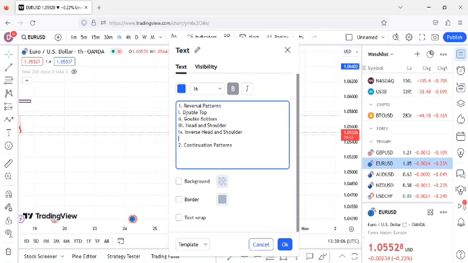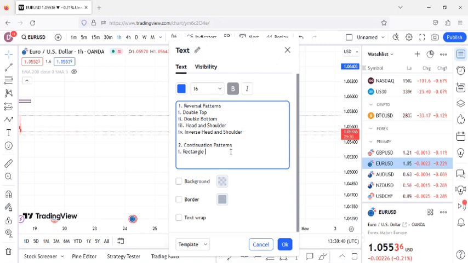So we have reversal patterns and we have continuation patterns. Then what are the continuation patterns that we have? We have many of them, but the major one that I use is the rectangle pattern. This rectangle pattern is actually the only one that I use for continuation.